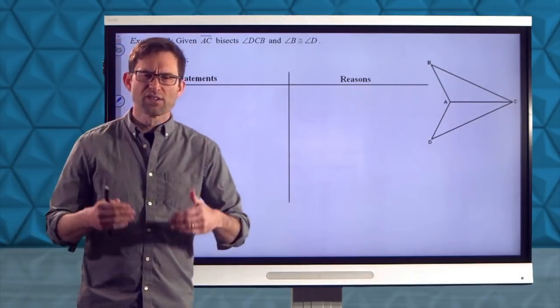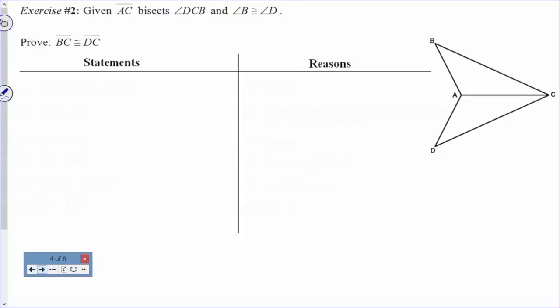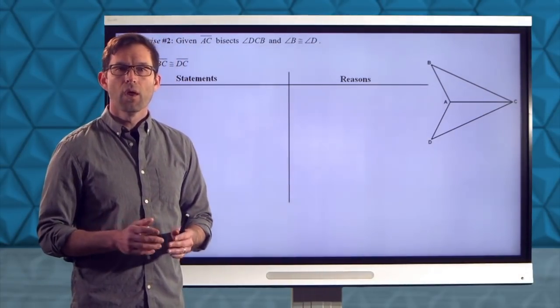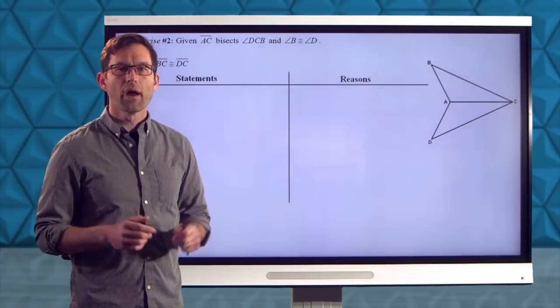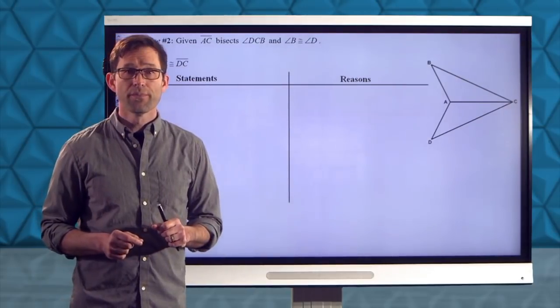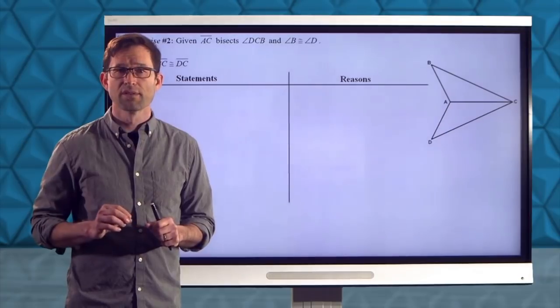Okay, so now we're going to start using angle, angle, side. Let's look at the first proof that involves it. Exercise number 2. Given AC bisects angle DCB and angle B is congruent to angle D, prove that BC is congruent to DC. Now, as always with a proof, if we can, we'd like to outline the proof and really try to understand how we're going to prove these two segments congruent before we ever put our pen down to the paper and start writing out statements and reasons.